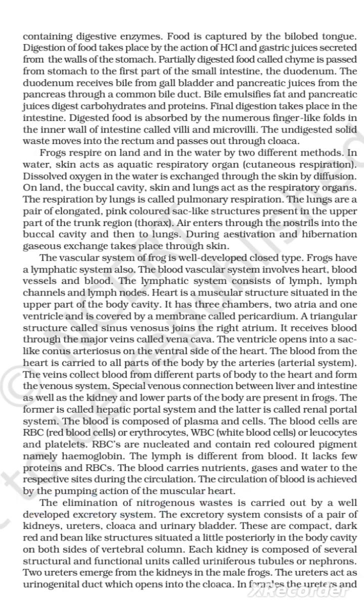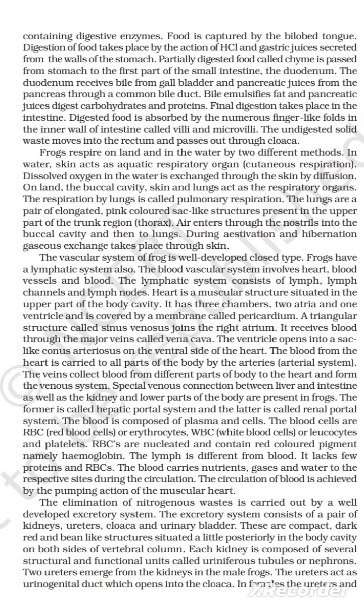The elimination of nitrogenous waste is carried out by a well-defined excretory system. The excretory system consists of a pair of kidneys, ureters, cloaca, and urinary bladder. The kidneys are compact, dark red, and bean-like structures, situated a little posteriorly in the body cavity on both sides of the ventral column. Each kidney is composed of several structural and functional units called uriniferous tubules or nephrons.